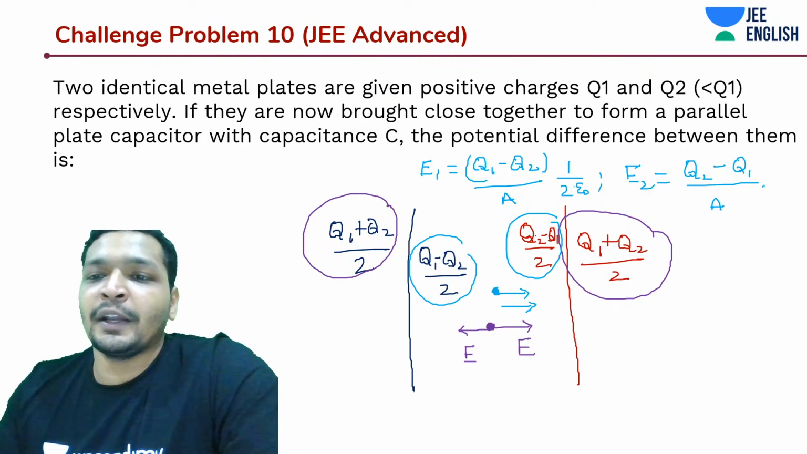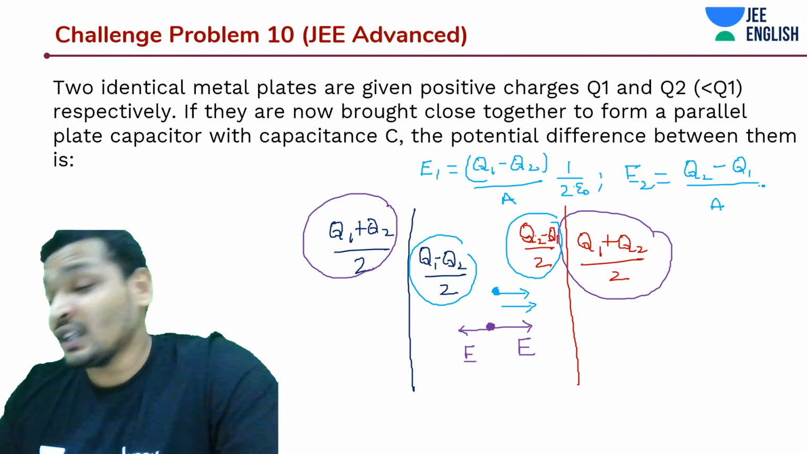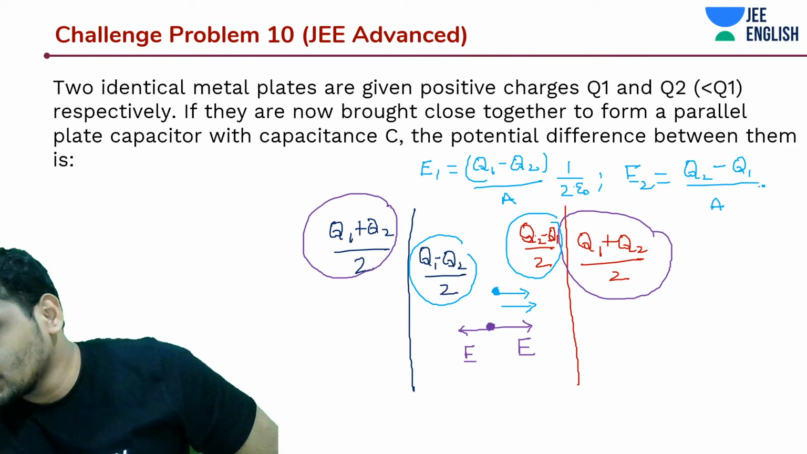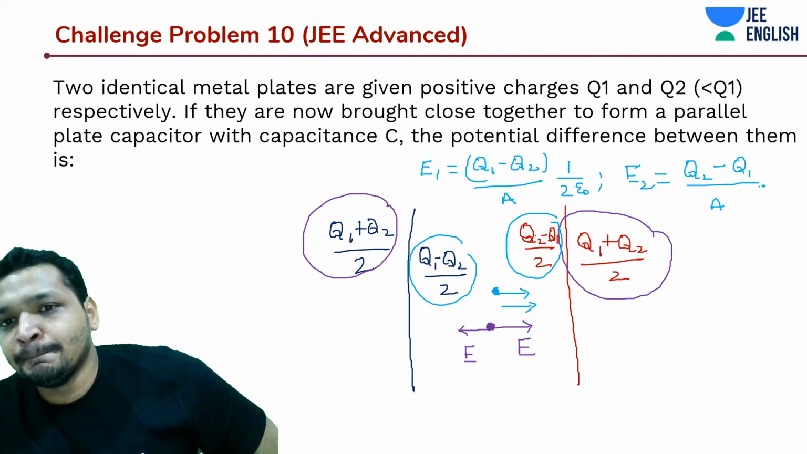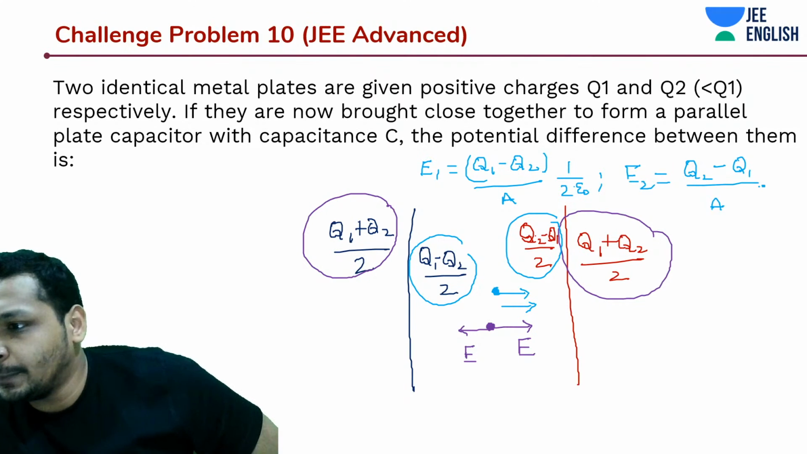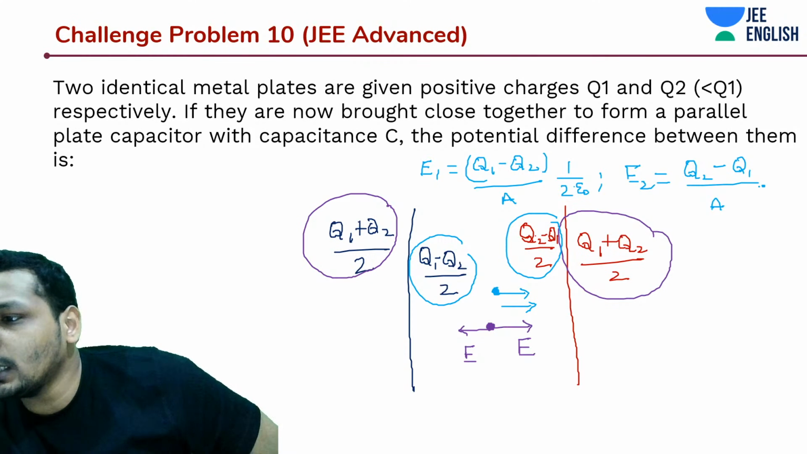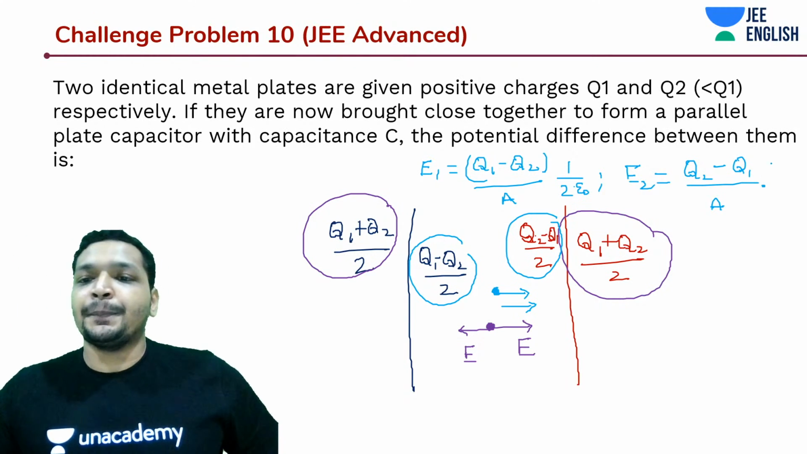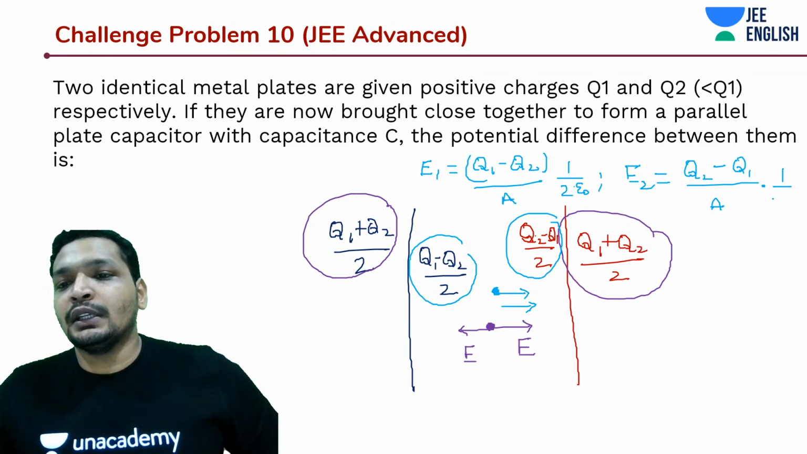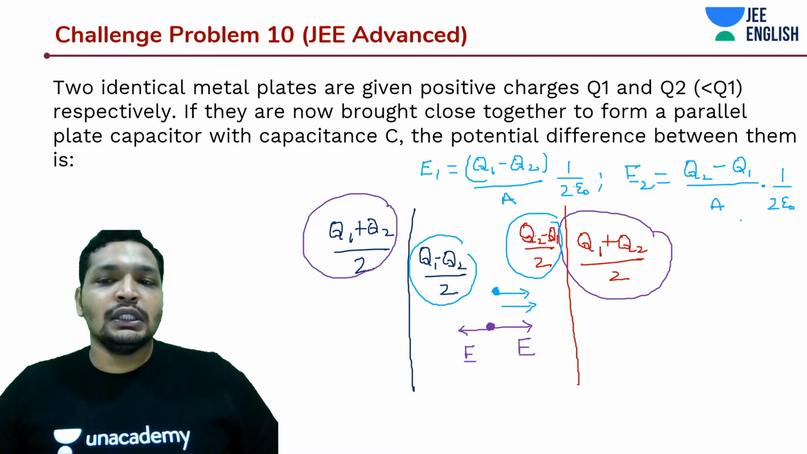Yeah, you can do that by Gauss law. So what you're saying, by Gauss law, what you're going to do? Q inside by the surface, Q inside and by C. But your Q inside is Q1 minus Q2 by 2. That is also something that you can do. Yes, of course.